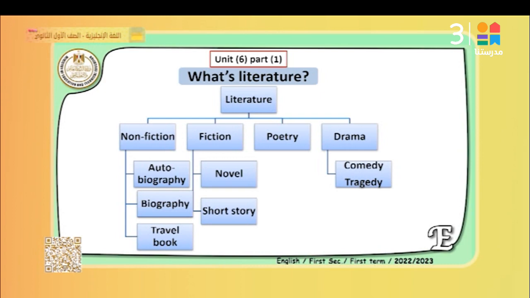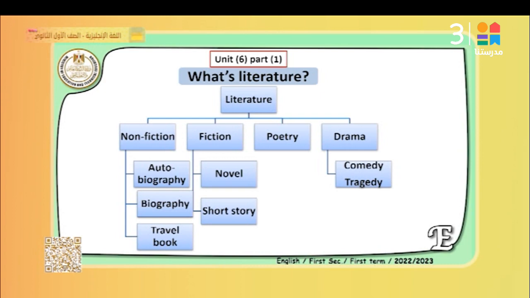And also we have non-fiction. When we study non-fiction, it means it's something factual, something true, something which really happened. Like writing the biography of a person, which means the life story of a person, the story of someone's life. And we are going to understand the difference between biography and autobiography. And of course, sometimes we have a travel book when we write about places which we have visited.